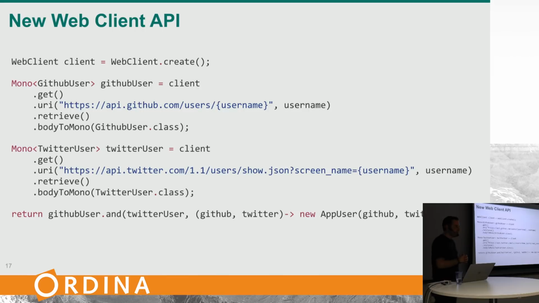If you use reactive, the good news is that you basically describe what you need to do and you apply operators. So this will give you a GitHub user, this will give you a Twitter user, so that's pretty straightforward, right? No need to explain this. And then you use an operator. When those two are there, just execute this.